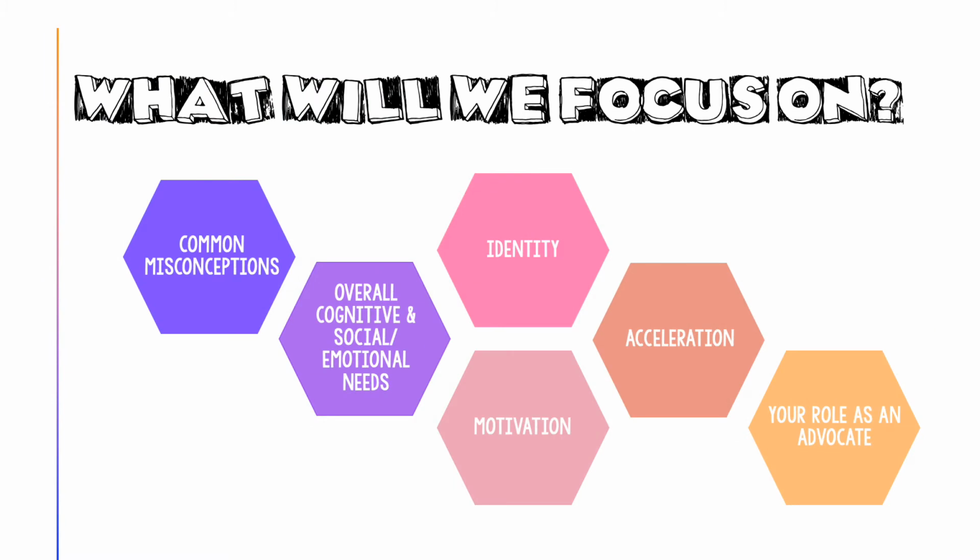In addition to discussing several misconceptions and ways of recognizing gifted students, as well as overall cognitive and social-emotional needs, we will focus on 3 topics related to students' needs: identity, motivation, and acceleration. We will end by discussing the role that you play in incorporating gifted students' families and promoting proper instruction for your students.